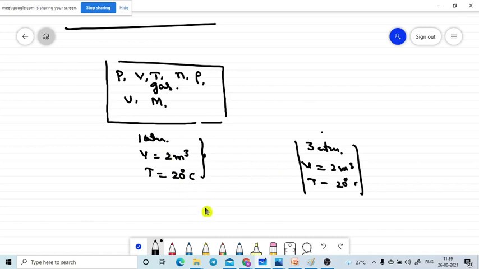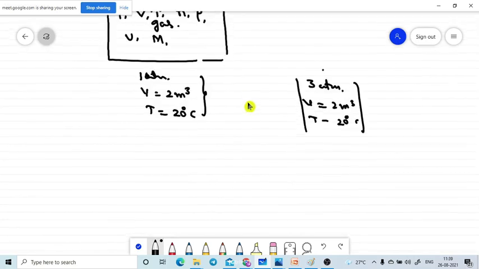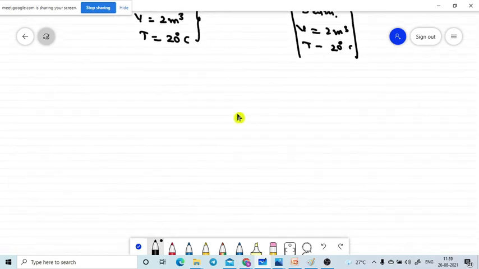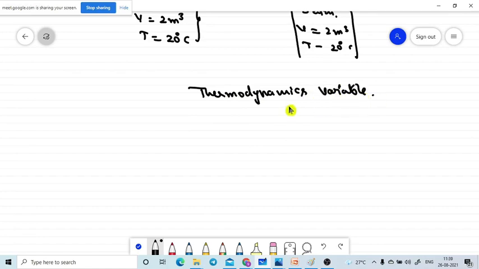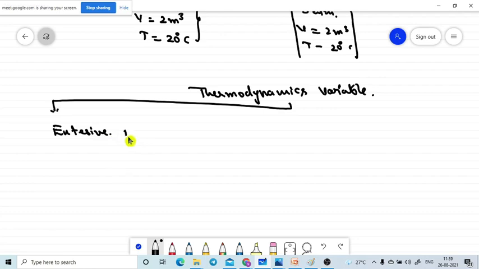The thermodynamic variables are classified into two groups: extensive thermodynamic variables and intensive thermodynamic variables. One is the extensive thermodynamic variable, TV meaning thermodynamic variable. The other classification is the intensive.